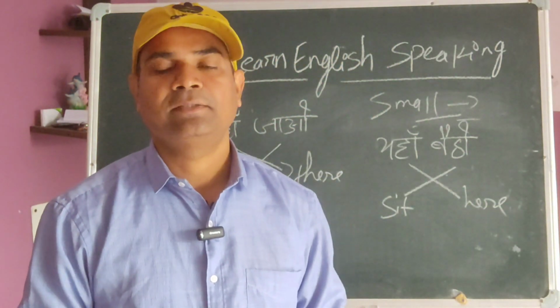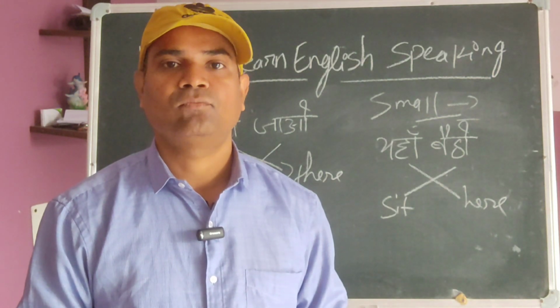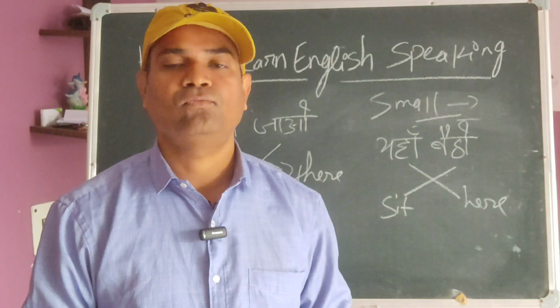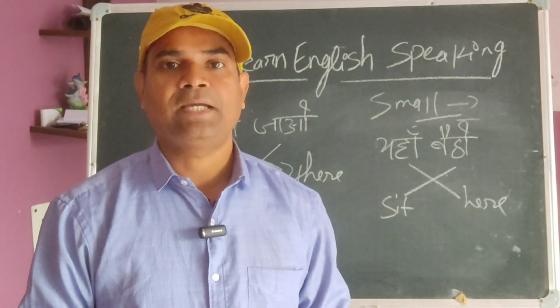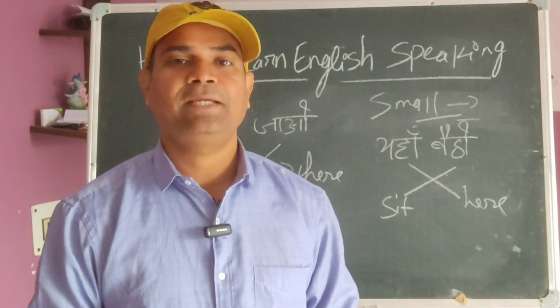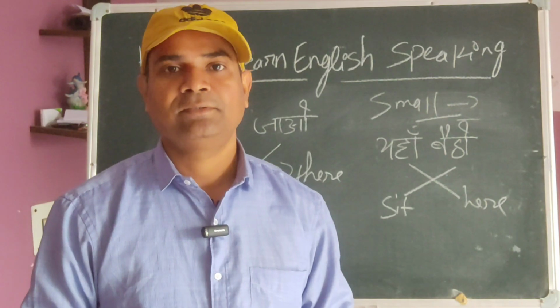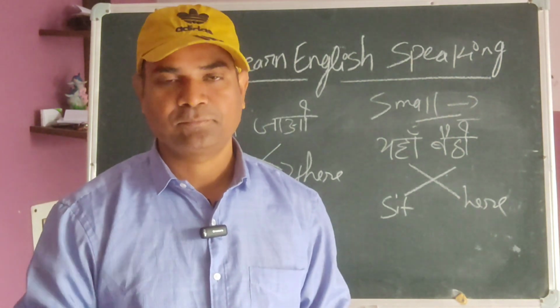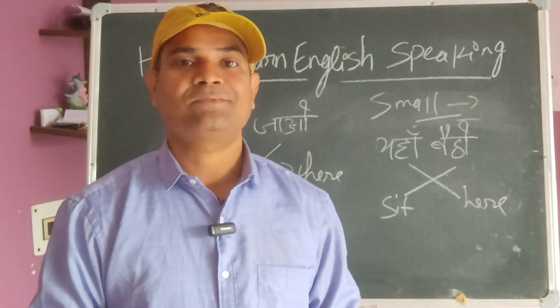Water is hot. Water is warm. Tea is too hot. Tea is fairly hot. So like this you have to form small sentences.